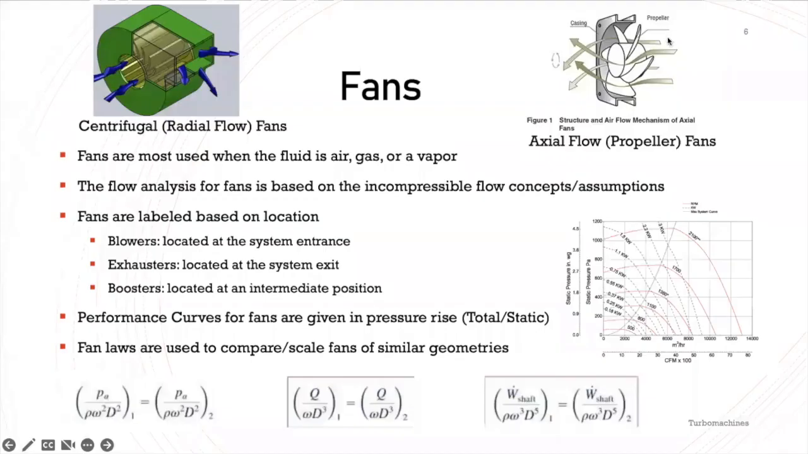Fans, which are closely related to pumps, are most used when fluid is air, gas, or vapor. Like pumps, there are two types of fans, a centrifugal fan, which has radial flow, and a propeller fan, which has axial flow. The flow analysis for fans is based on the incompressible flow concepts and assumptions similarly to pumps. Fans are labeled based on their location. Blowers, which are located near the system entrance, exhausters, which are located near the system exit, and boosters, which are located at any intermediate position.